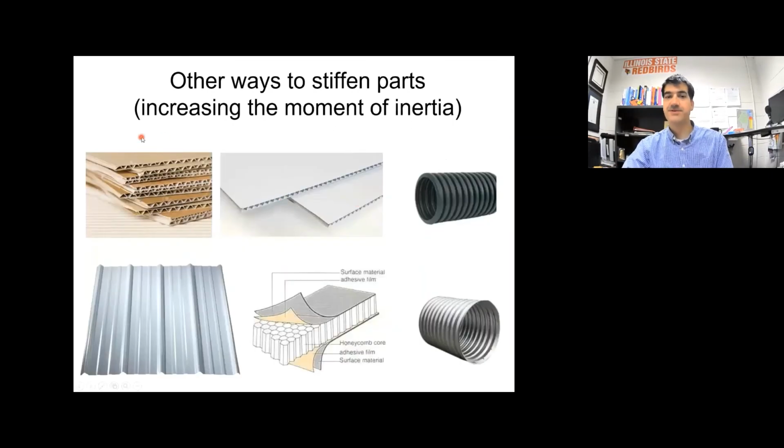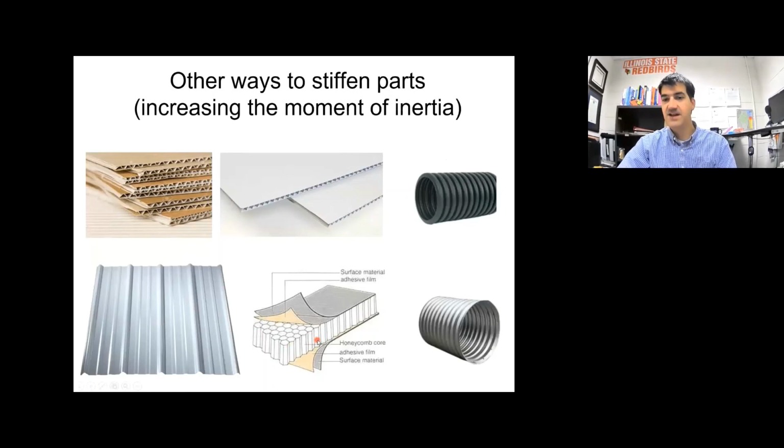Here are some more examples. This is just paper that is turned into cardboard by adding a section in the middle that increases the moment of inertia. Also, this is just sheet metal that's been turned into metal roofing by adding some ridges, thereby increasing the moment of inertia of the sheet metal.